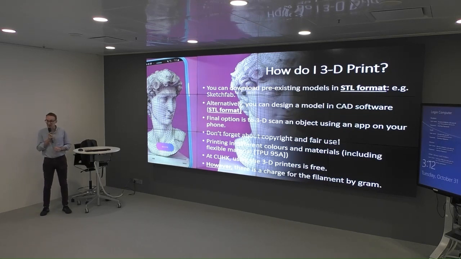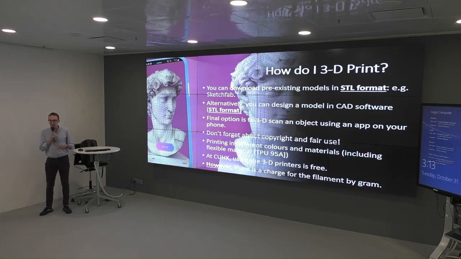The final option is essentially like Xeroxing, like photocopying. Download an app to your phone, 3D scan an object, and then you can reproduce it with your 3D printer. Okay? Of course, just like Xeroxing, just like photocopying, we have to think about copyright and fair use. For us in history, that's maybe less relevant than for other disciplines in the Faculty of Arts, but it's something we obviously have to bear in mind.